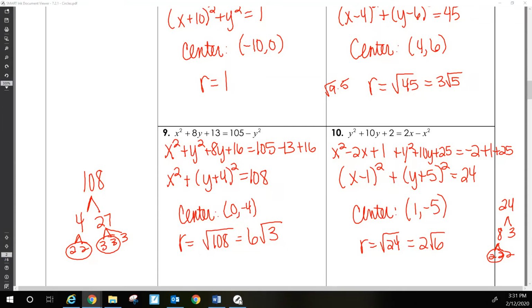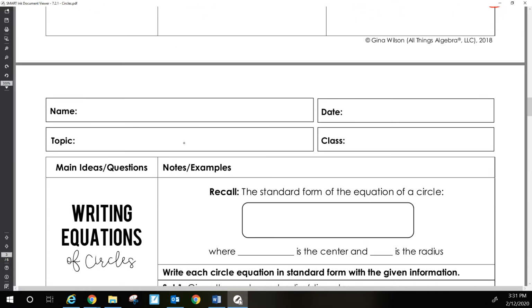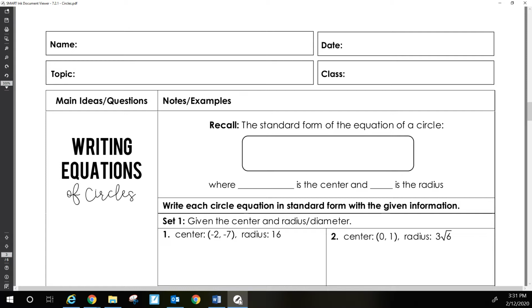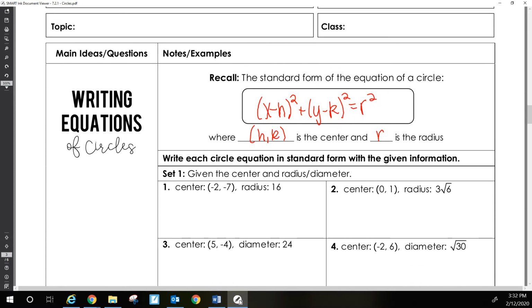Guys, welcome back. We are going to start writing some equations of circles given some information. So let's remind ourselves, what is the standard form of the equation? That's (x minus h) squared plus (y minus k) squared is equal to r squared, where (h, k) is the center of our circle and r is the radius. So now we don't have a graph. We don't have an equation that we're trying to make look like a circle equation. We're just given the center and the radius.